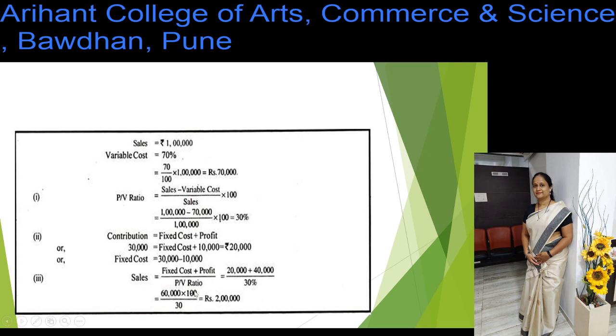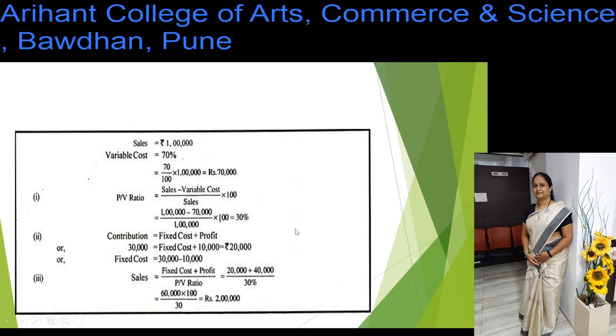60,000 into fixed cost is constant 20,000 plus profit, we need to earn 40,000 of profit divided by 30% into 100. So 30%. So it gives 60,000 divided by 30 into 100. So is equal to 2 lakh. So from this you can say that if you want to earn 40,000 of profit, you need to make a sale of rupees 2 lakh. I hope you have understood.